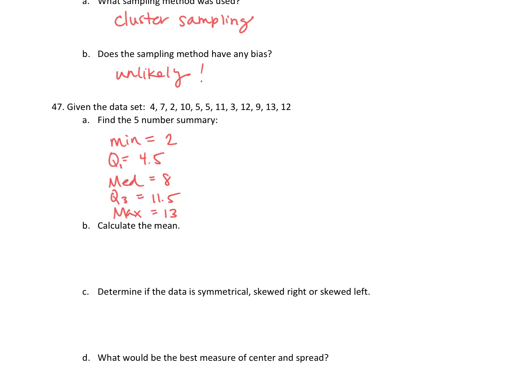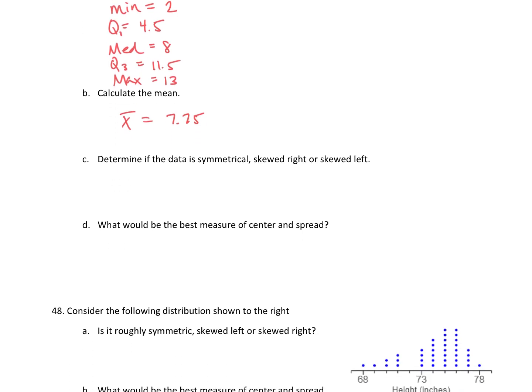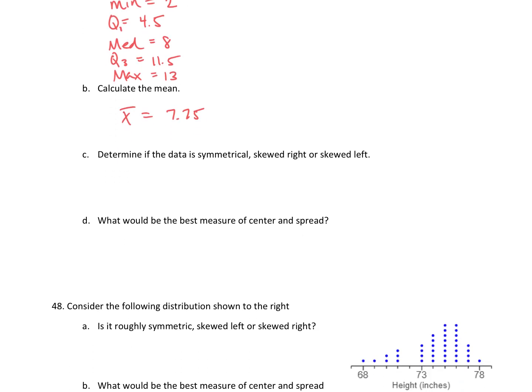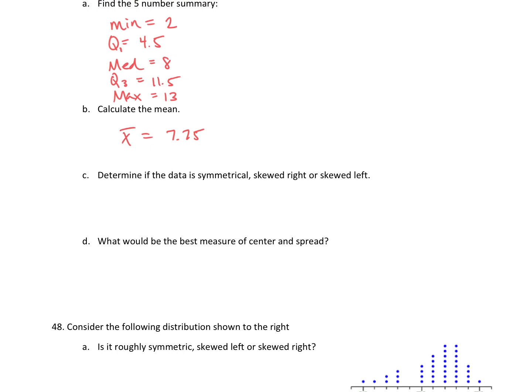Okay, so calculate the mean. Again, using the 1 variable stats, you have your mean. That value is equal to 7.75. So determine if the data is symmetrical, skewed right, or skewed left. What we're going to do for that is compare our mean and our median. Our mean is 7.75 and our median is 8.